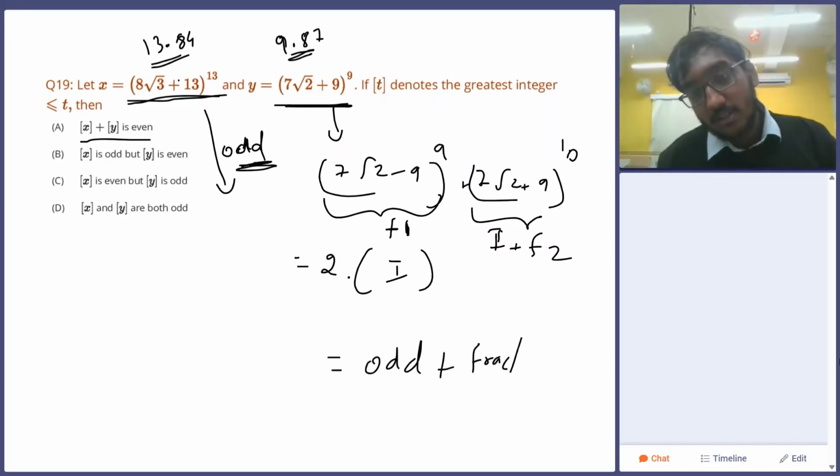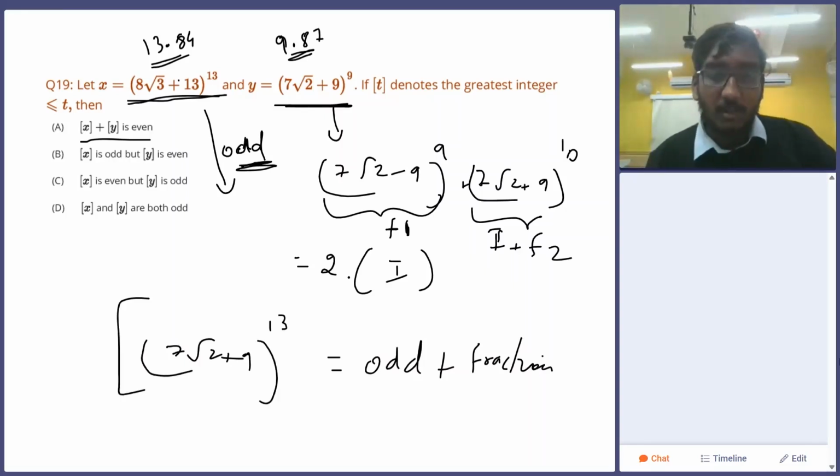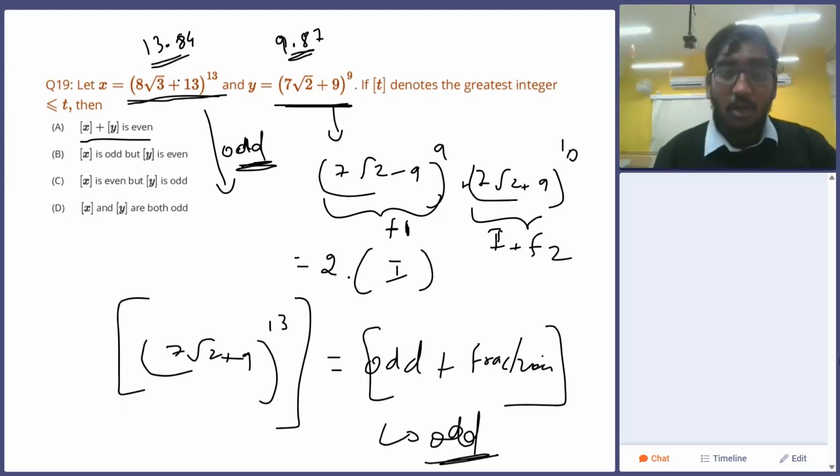Okay, that will be what? 7 root 2 plus 9, the whole power 13. That will be some odd integer plus some fraction. When you take the integral part, what will happen? That fraction will be removed and it will be purely an odd integer. So this is also odd. Sum of two odd numbers will be again odd.